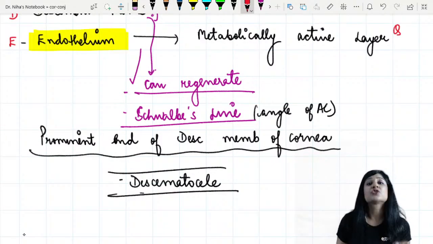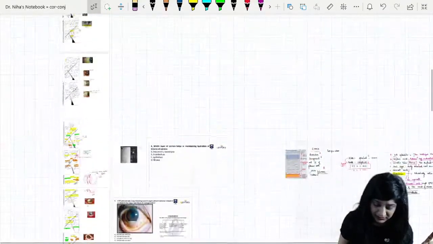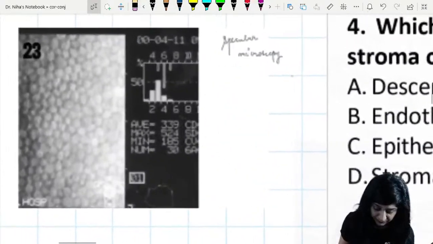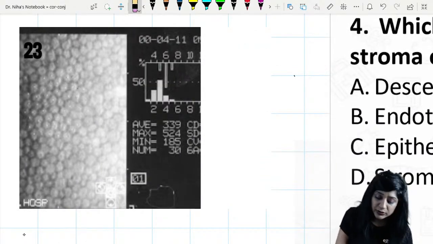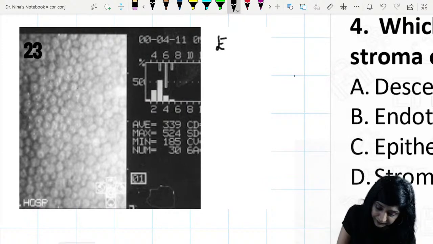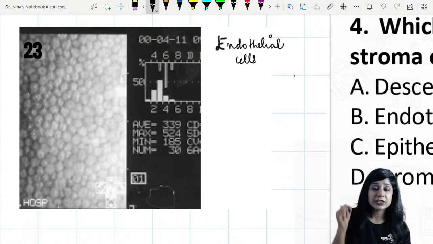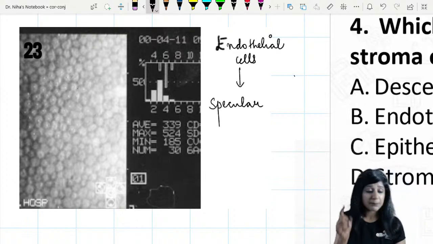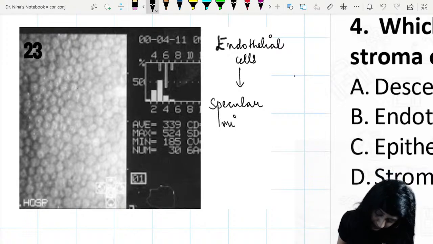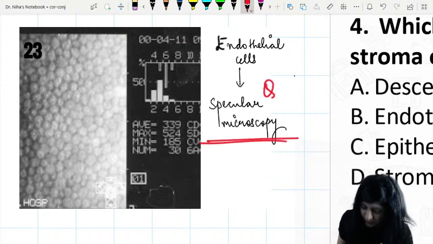So let me show you how the endothelial cells look. See this. How can we see them? Whenever you want to see the endothelial cells, we do specular microscopy. Another important question. Guys, please keep on remembering and noting. This is called specular microscopy.